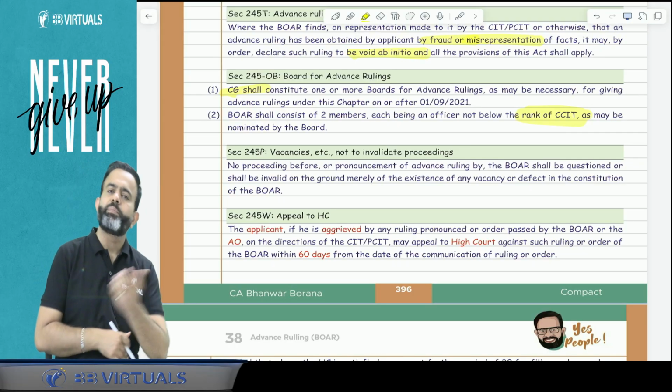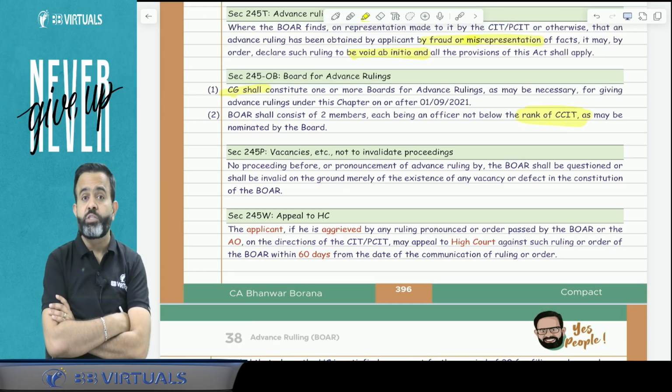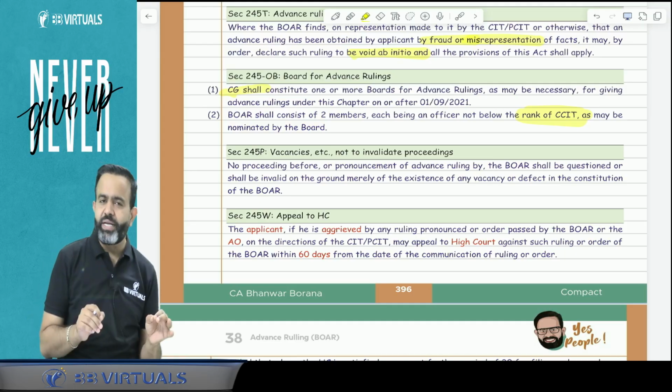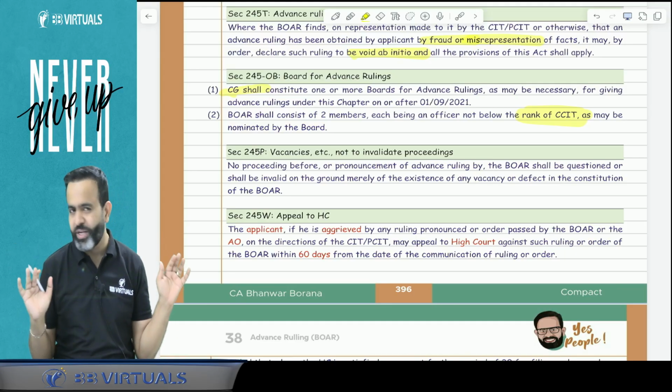Now suppose, in your case, the Board for Advance Ruling has given the judgment, and at that time the judgment was given by one judge because the other judge was on leave. On that basis, can you say that the advance ruling judgment is invalid? The answer is no, you cannot do that.